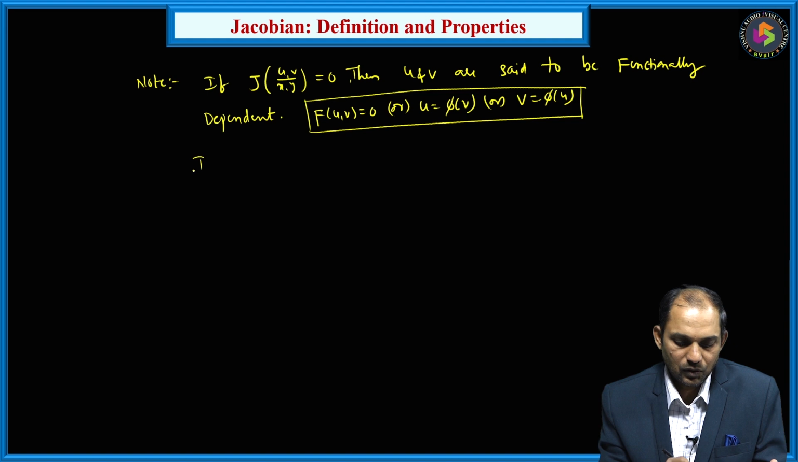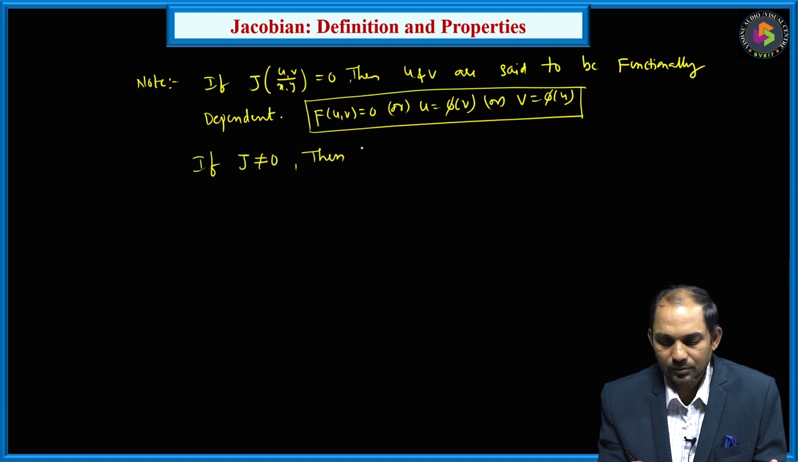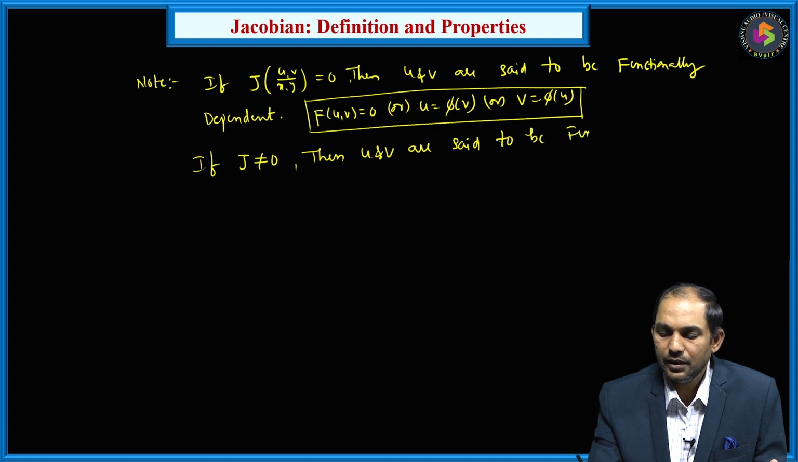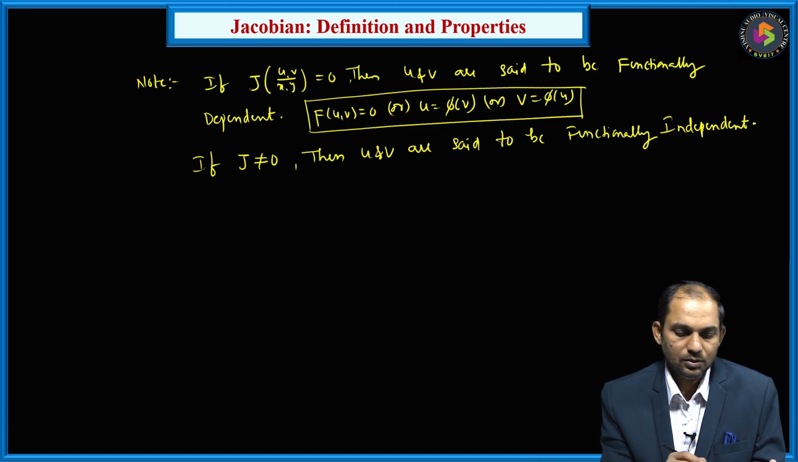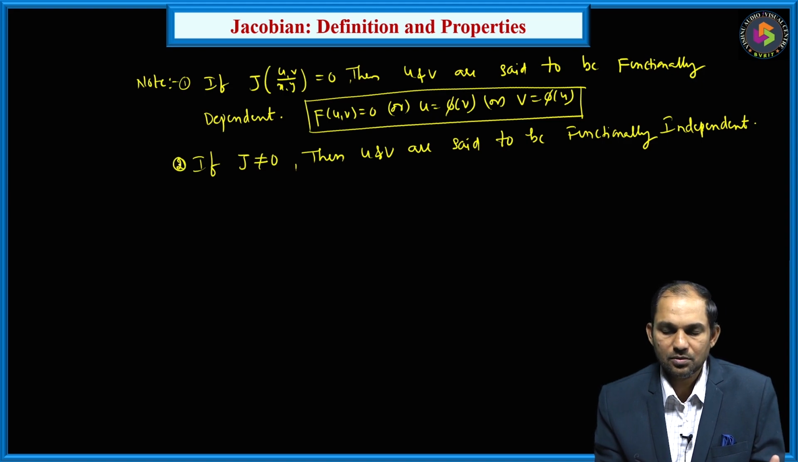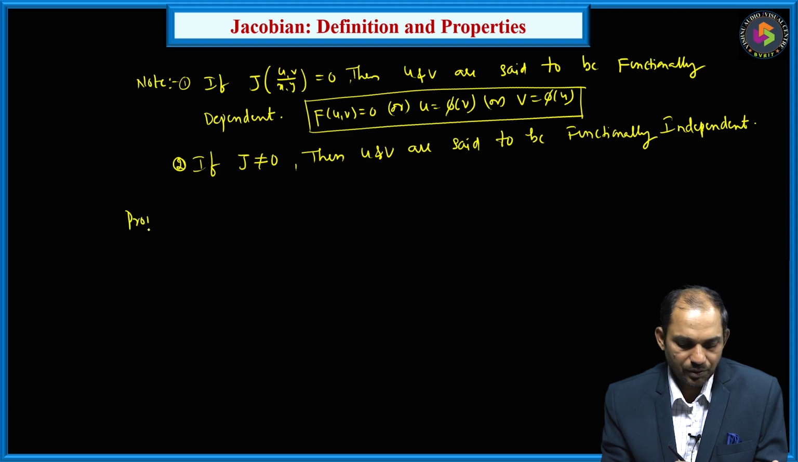So, we are going to get the functional relation between u and v in any of these forms. If the Jacobian is not equal to 0, then u and v are said to be functionally independent. So, these are the two important points you have to remember for solving the problems associated with functional dependence and functional independence. And now let us see the two important properties of Jacobians which will help us in solving the problems.